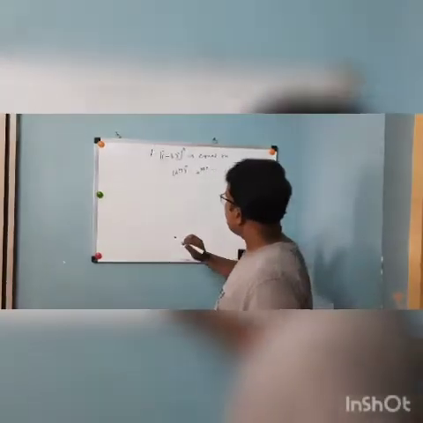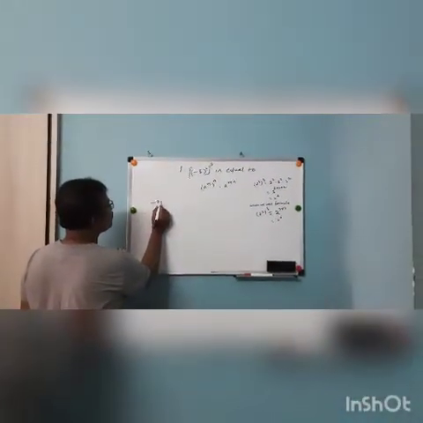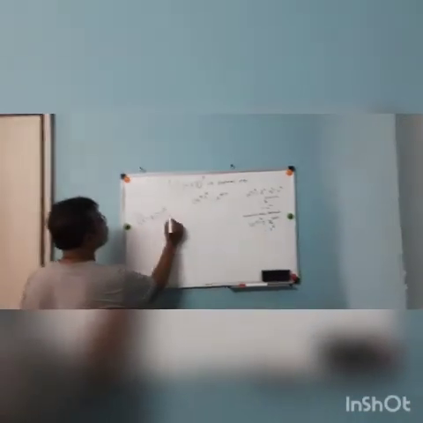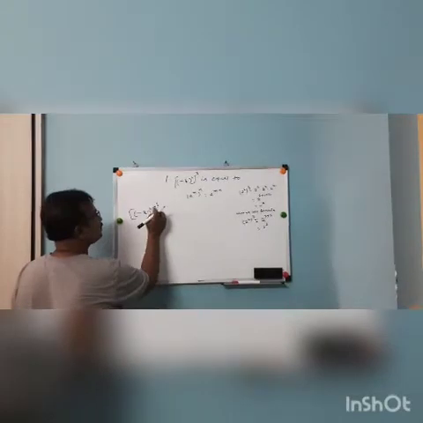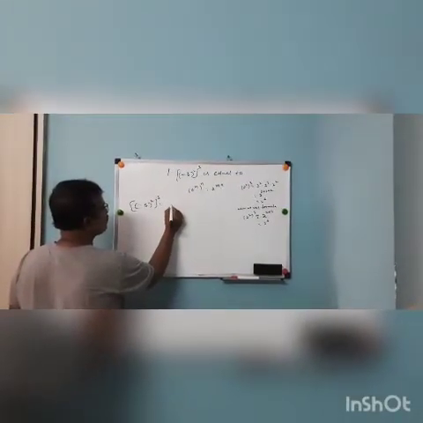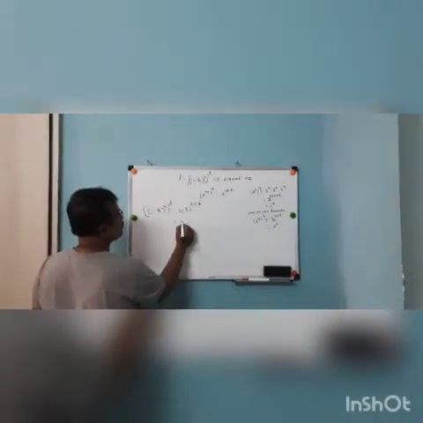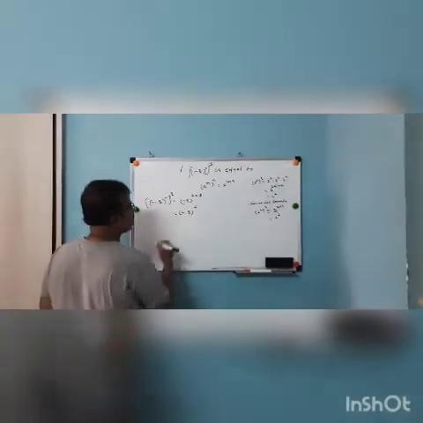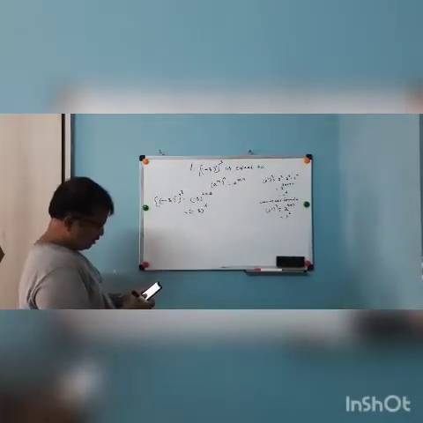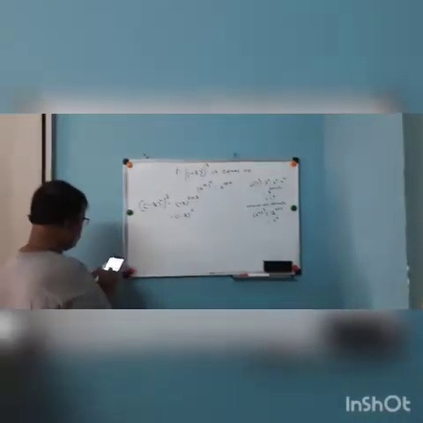Now I am taking minus 3 whole square whole cube, where a is minus 3, m is 2 and n is 3. That's why minus 3 whole power 2 into 3, which is minus 3 whole power 6. So here the answer is option 2.